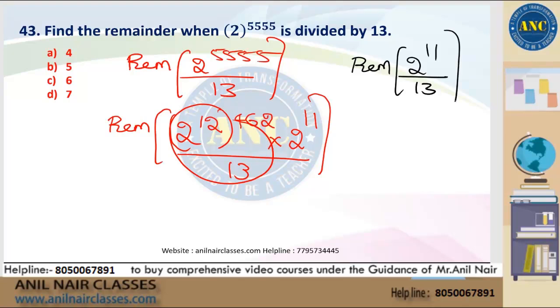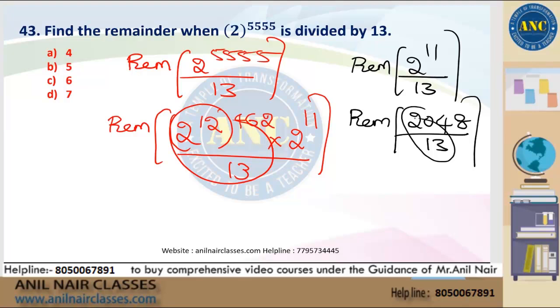Already in the second class we discussed Fermat's theorem. You can apply the same or you can divide it. 2 power 11 will become 2048 divided by 13. 13 ones are 13, 74, 13 fives are 65, 98, 13 sevens are 91. Remainder is 7.